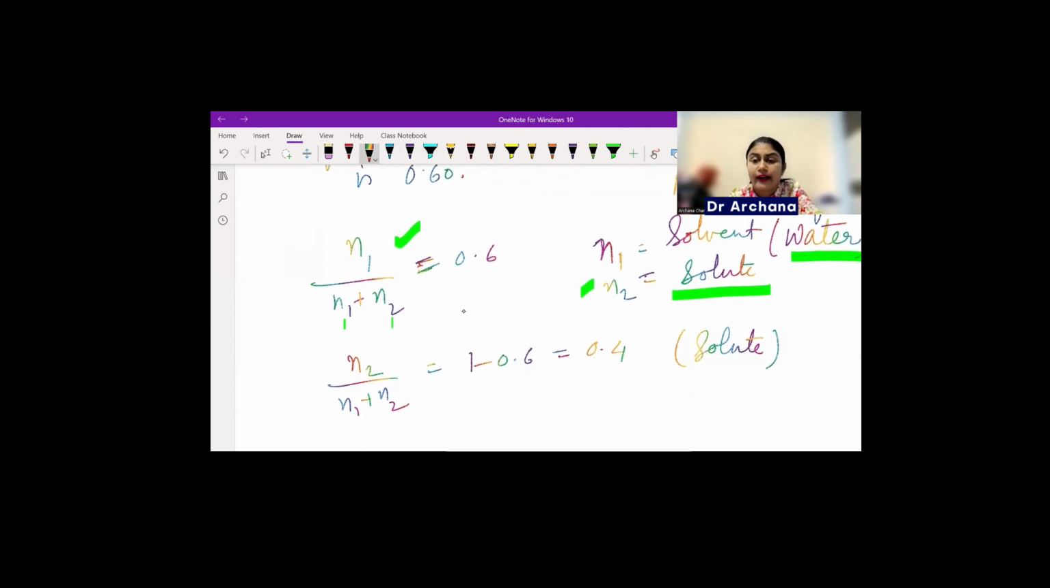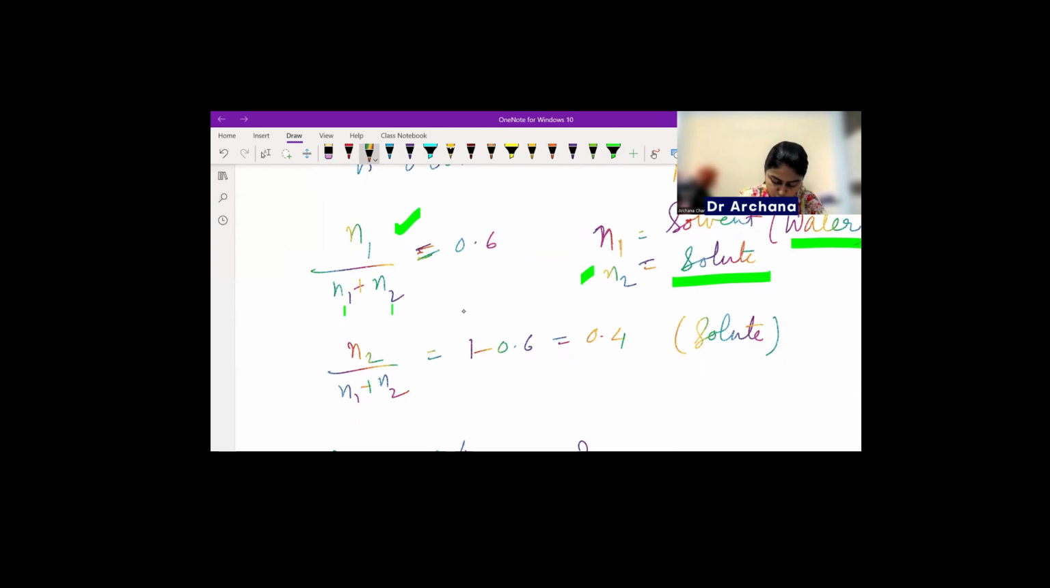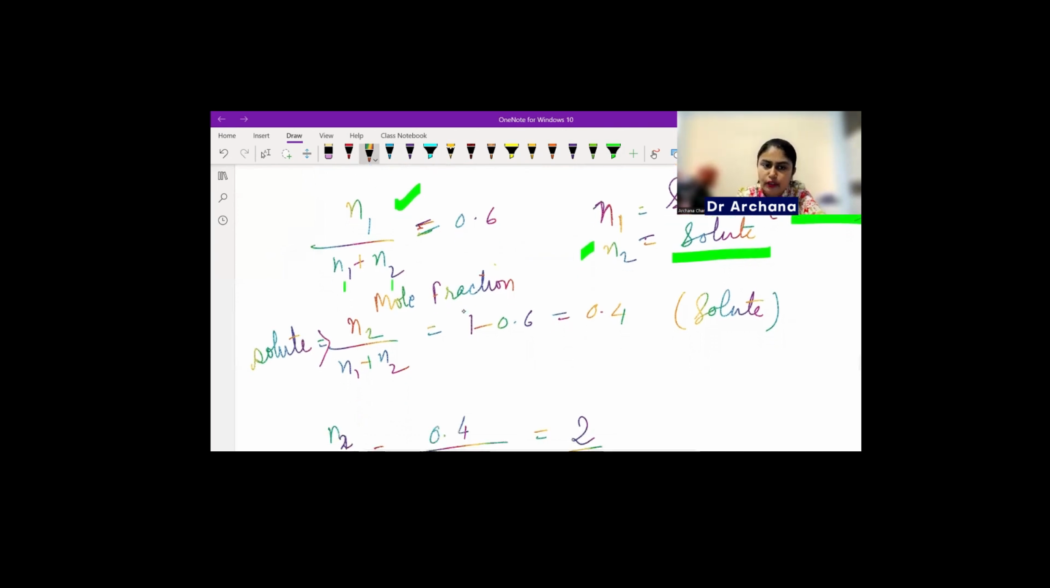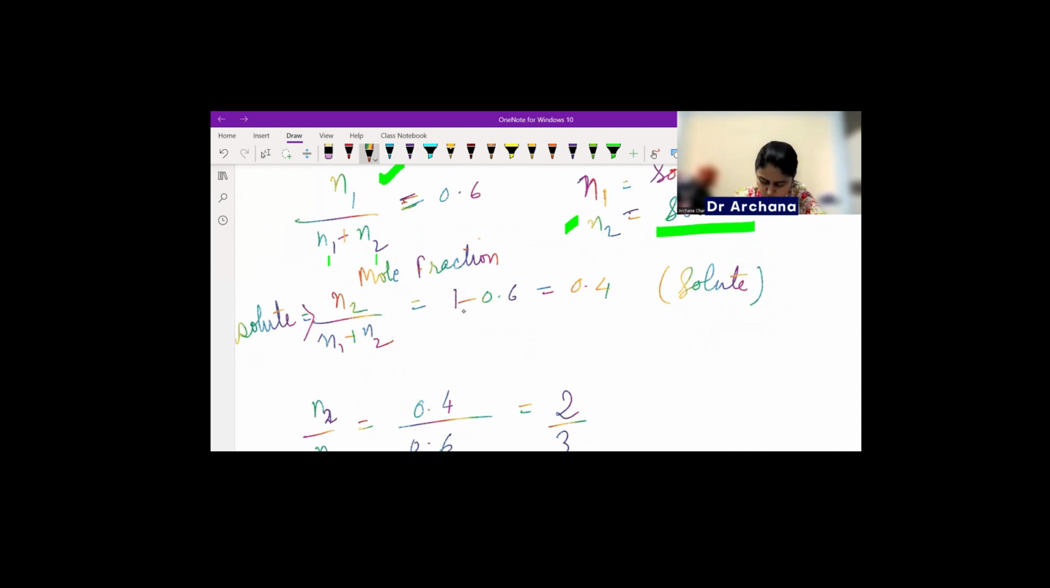So if I want to find out the mole fraction of solute, we know the formula very well: N2, that is moles of solute, upon N1 plus N2, number of moles of solvent plus solute, will be equal to 1 minus 0.6, because the mole fraction of solute and mole fraction of solvent together equal 1. So I'll be getting 0.4, that is nothing but your mole fraction of solute.